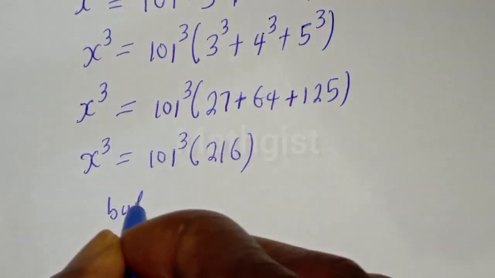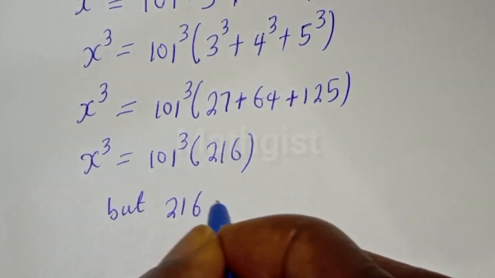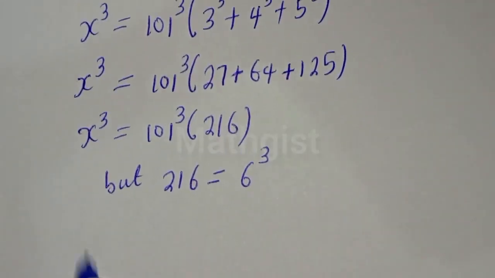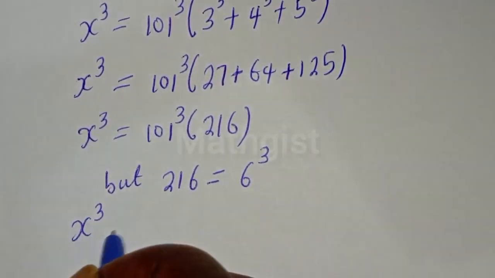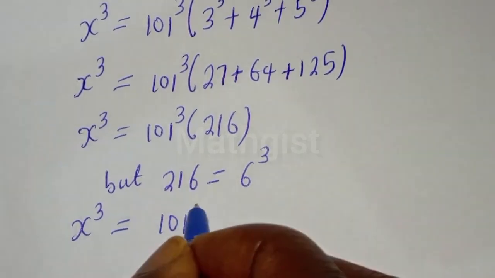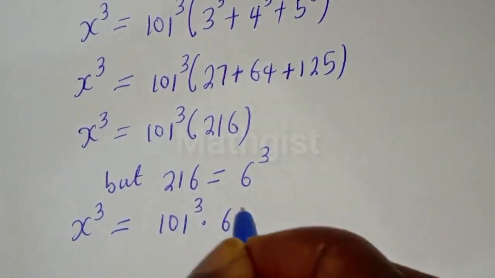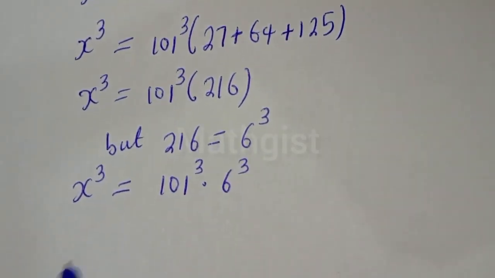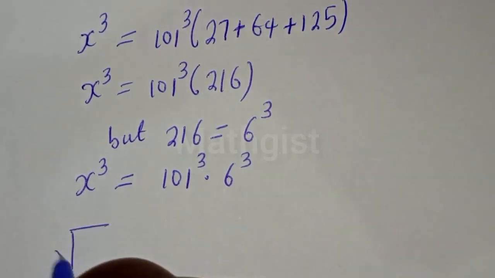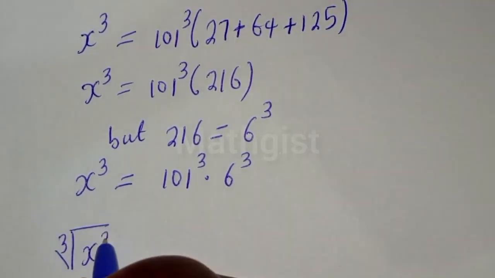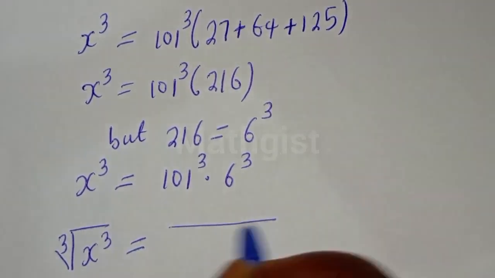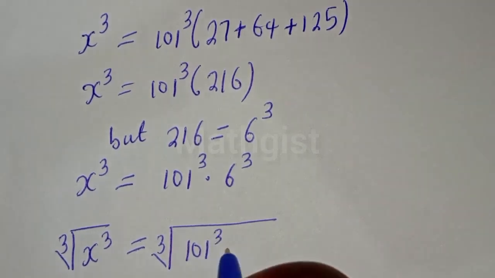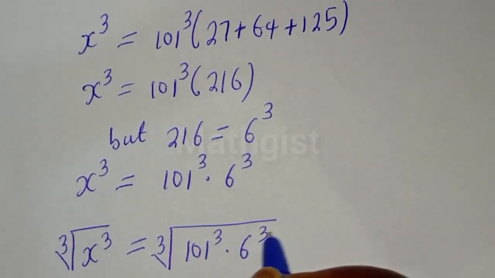But 216 is equal to 6 raised to power 3. Then s raised to power 3 is equal to 101 raised to power 3 multiplied by 6 raised to power 3. Now let's take the cube root of both sides of this equation. You have cube root of s raised to power 3 is equal to cube root of 101 raised to power 3 multiplied by 6 raised to power 3.